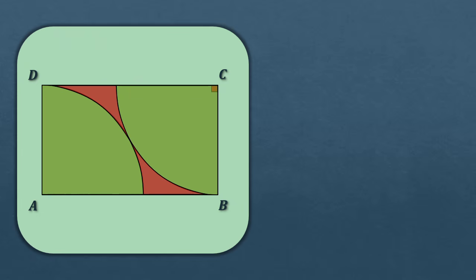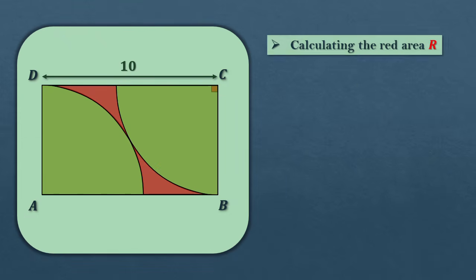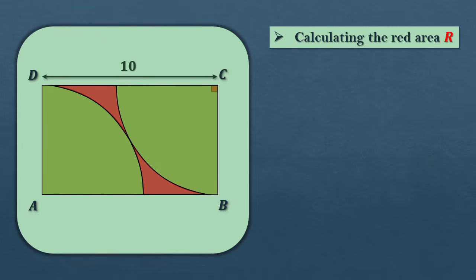We consider a rectangle named ABCD. Inside this rectangle, two tangent quarter circles are drawn. The red region R is bounded by the sides of the rectangle and the two tangent quarter circles. The length of the rectangle is equal to 10 units. Our goal is to compute the area of the red region R.